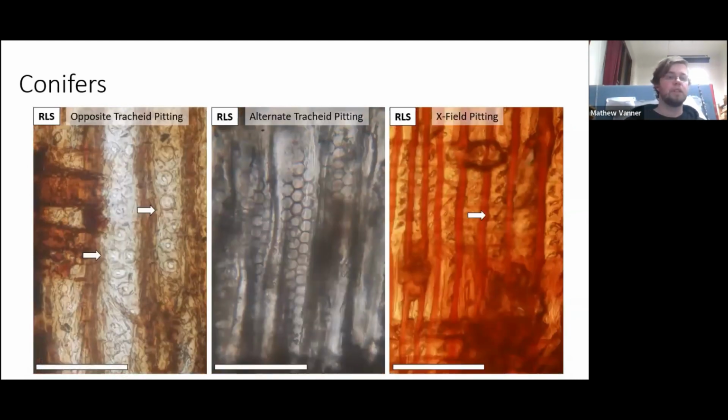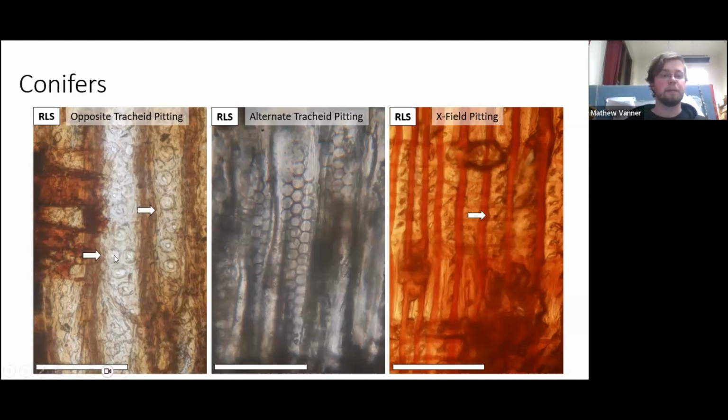The really important thing for identifying conifers is tracheid pitting. Tracheid pitting has a number of different ways and patterns that it can go. In this case, you can see this is a pit here and this is a pit here. These ones are directly opposite each other. You can see that this here is a pit and this here is a pit. Those are alternating in between each other rather than being opposite.